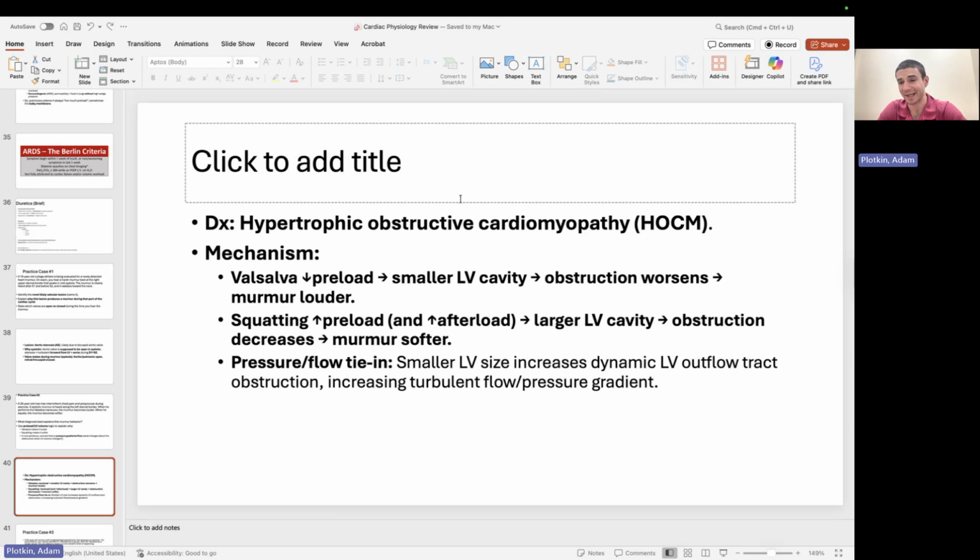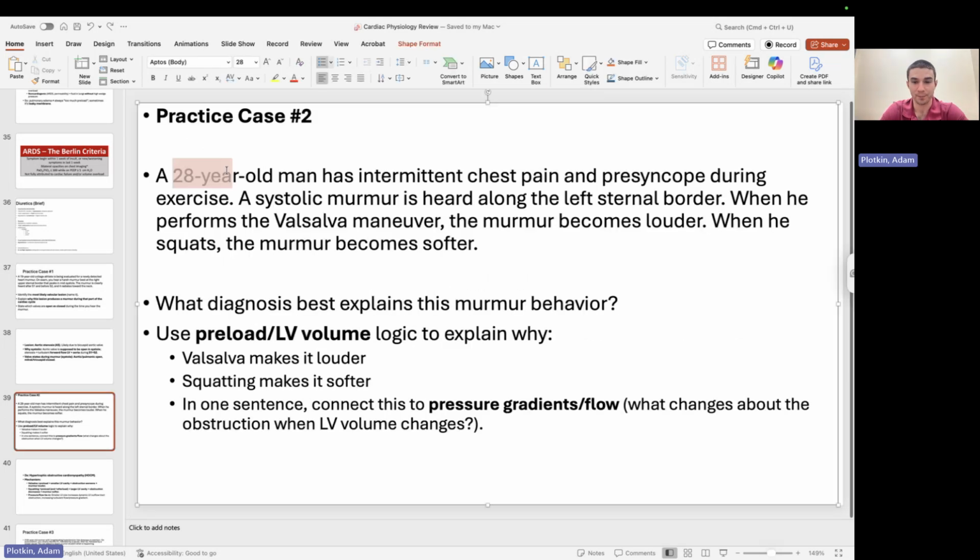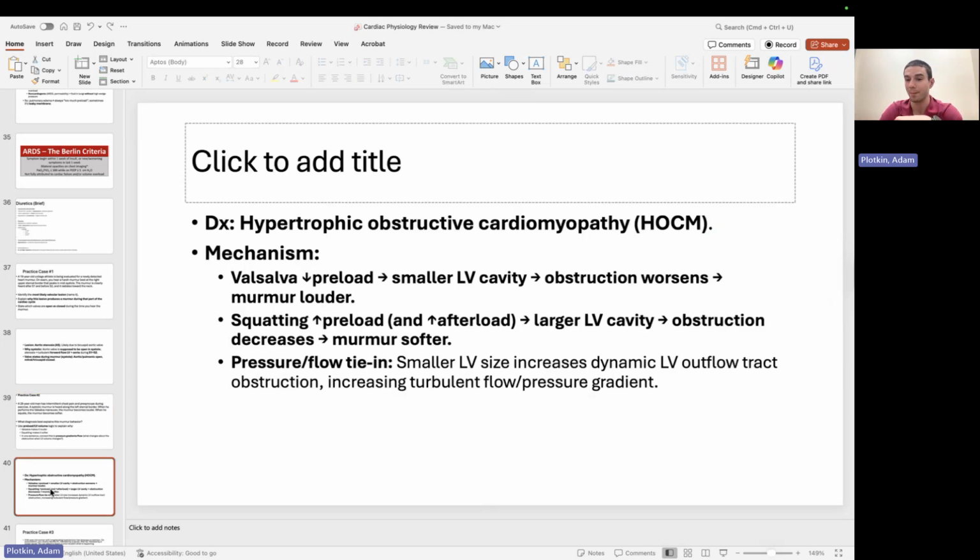So this is a classic illness script, a classic vignette for HOCM, right? We have a relatively young man with chest pain and pre-syncope during exercise, and then that systolic murmur along the left sternal border that is changing with Valsalva. Remember, Valsalva decreases preload, so most murmurs get quieter. If the murmur is getting louder, it leads to two things: it's either HOCM or MVP. MVP usually doesn't cause chest pain or syncope or pre-syncope. HOCM definitely could, so it's more likely HOCM.